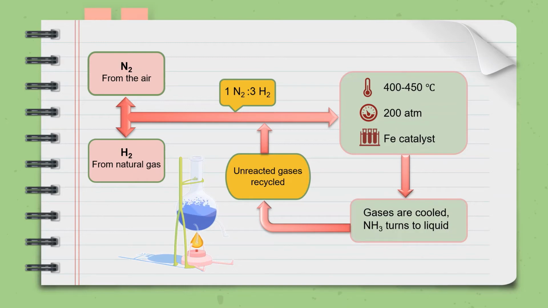Not just that, the presence of a catalyst does not affect the position of equilibrium, but it increases the rate at which equilibrium is reached. In conclusion, the Haber process is a process to produce ammonia from hydrogen and nitrogen. It is conducted at 400 to 450 degrees Celsius and at 200 atm in the presence of an iron catalyst.